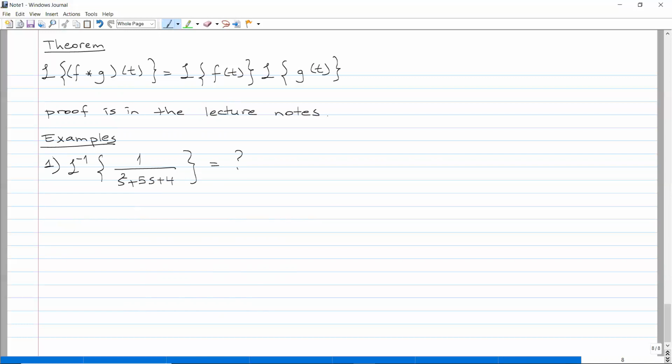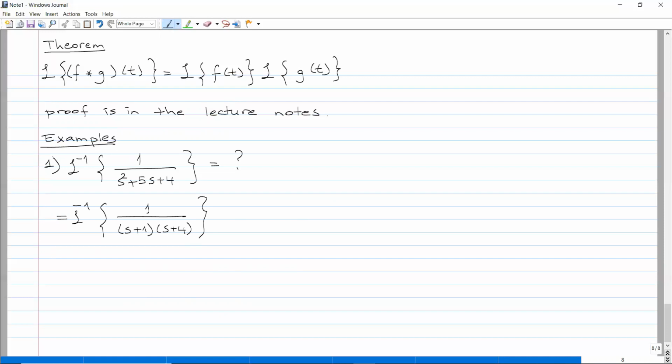Now, remember how we used to do this? We try to factor it out, and in here we can factor s squared plus 5s plus 4 as s plus 1 times s plus 4. And we use partial fractions to write this as the sum of two fractions, one with the denominator s plus 1 and the other with denominator s plus 4.